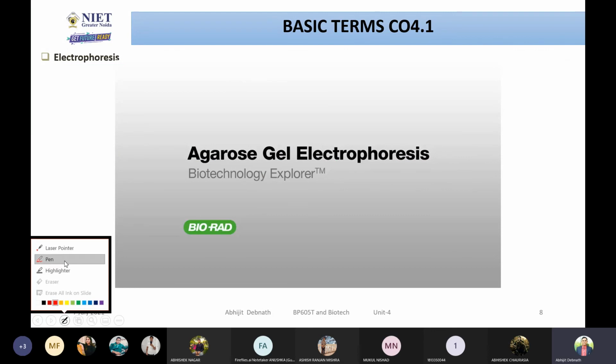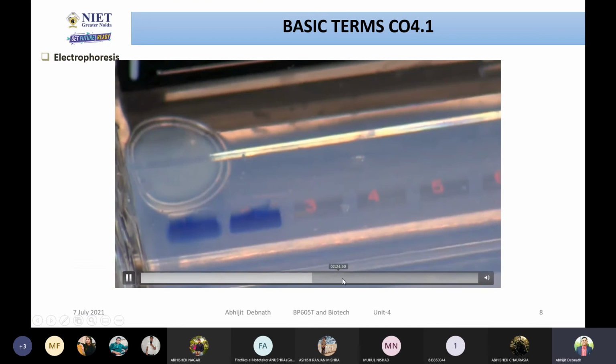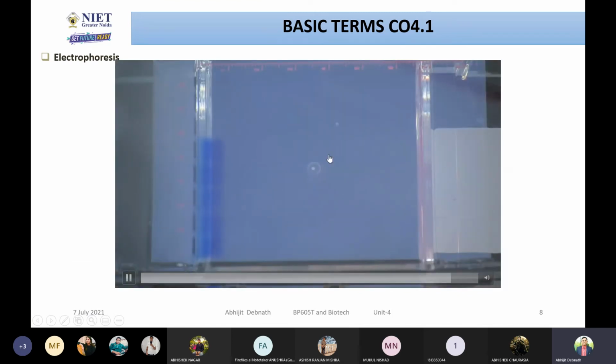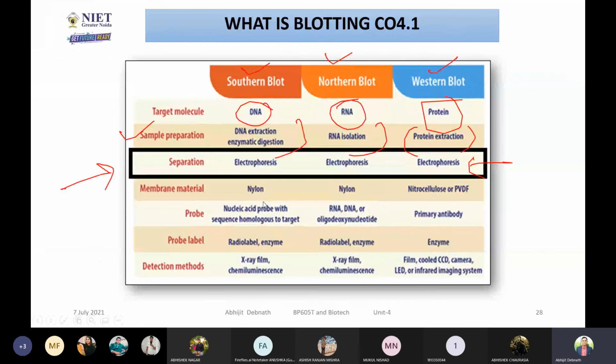This is the third step. In this video you have seen how electrophoresis is happening, and you are separating from the negative electrode towards the positive. This is the third step, and in all kinds of blotting, electrophoresis happens. Now, after electrophoresis, the membrane material, probe label and detection method are slightly different for different kinds of blotting technique.